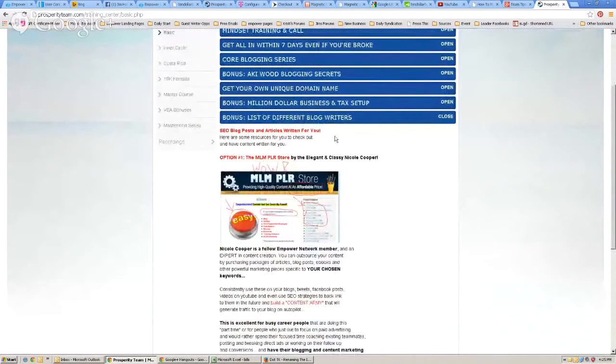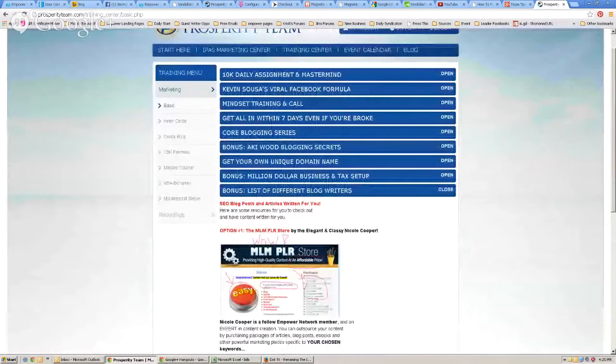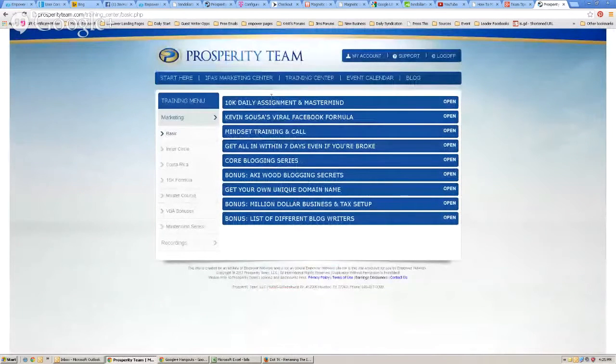List of different blog writers. If you hate writing blogs or suck at it, this is a good area to go to, and you can find out how to get this. You can also get through Fiverr.com. You can go there and get $5 gigs to do blog posts for you. Pretty cool idea. So that's pretty much it for, again, the basic blog member.